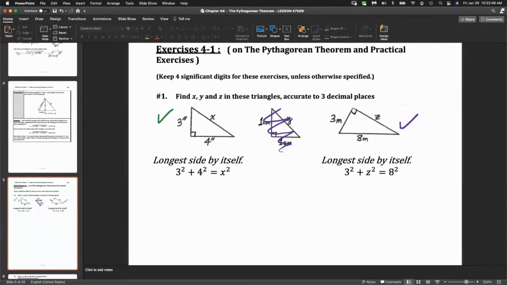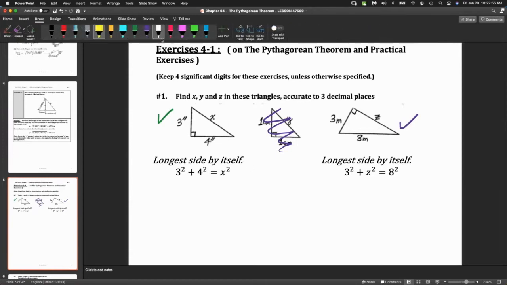Okay, you say the longest side, but how do we know if we don't know x? That's a very fair question. So the answer to the question is, how do you know that this side is the longest side? Who can answer that question in the chat? How do I know that this side is the longest side? Okay, the side opposite which angle, Shalon? Which angle? Thank you. So to answer the question, the longest side is always opposite the 90-degree angle.